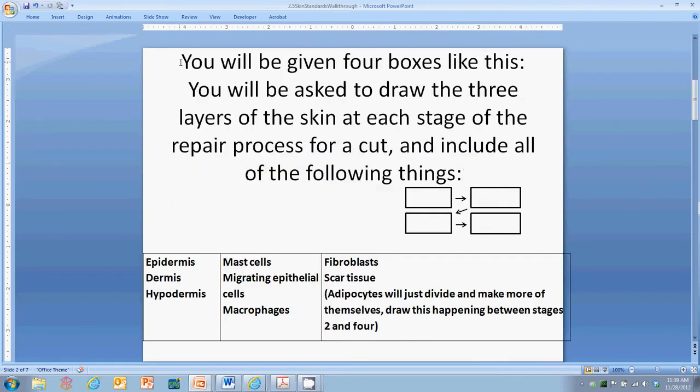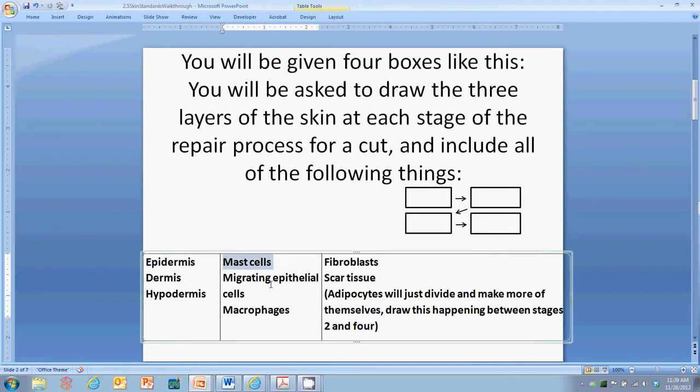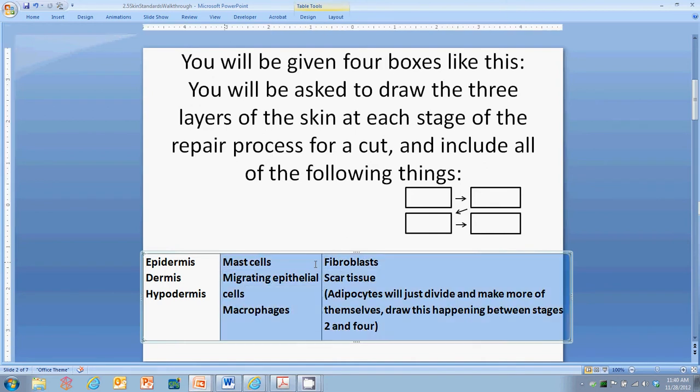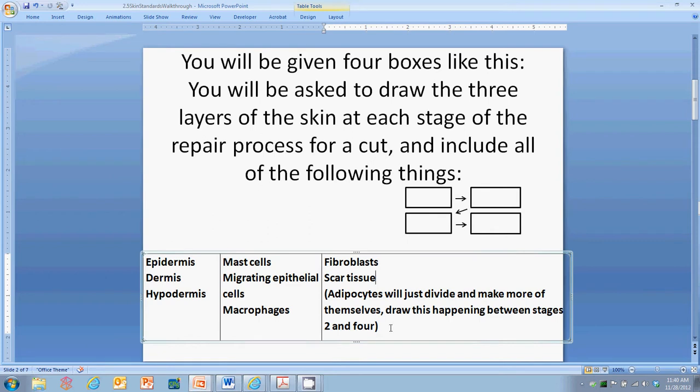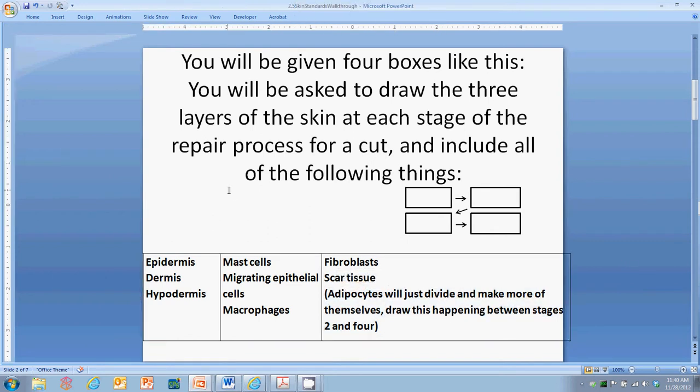You're going to be given 4 boxes, 1, 2, 3, 4, and asked to draw the 3 layers of the skin, epidermis, dermis, hypodermis, at each stage of the repair process, from first getting cut to fully healed, and include all of these things: mast cells, migrating epithelial cells, macrophages, fibroblasts, scar tissue, and adipocytes repairing themselves.